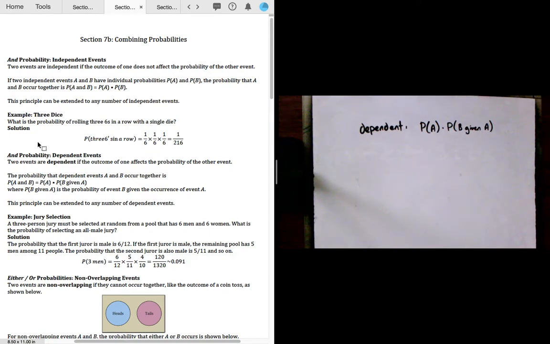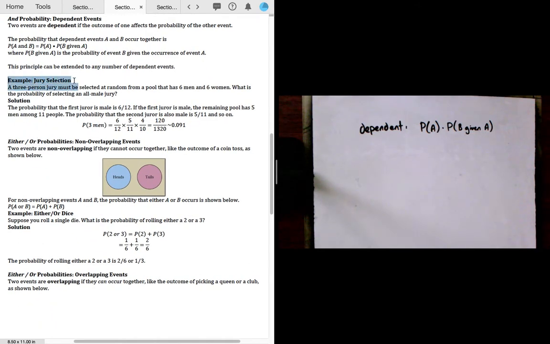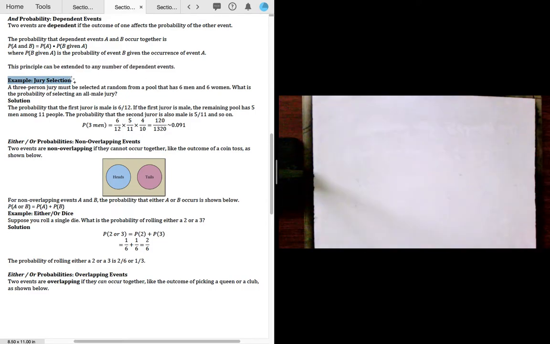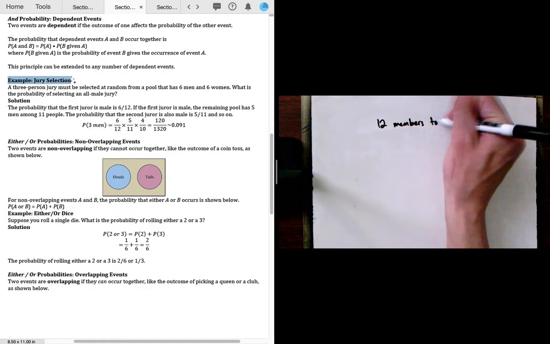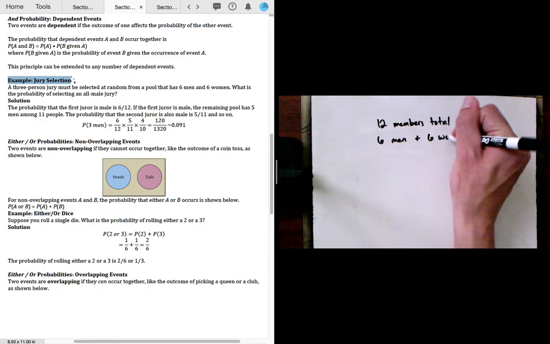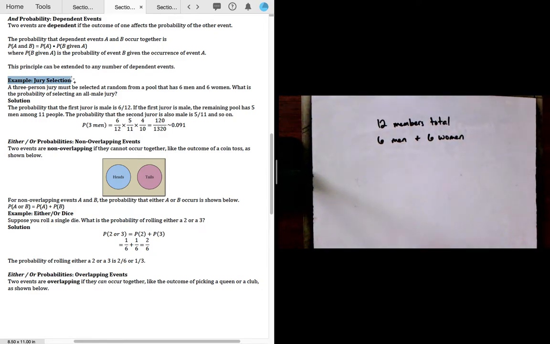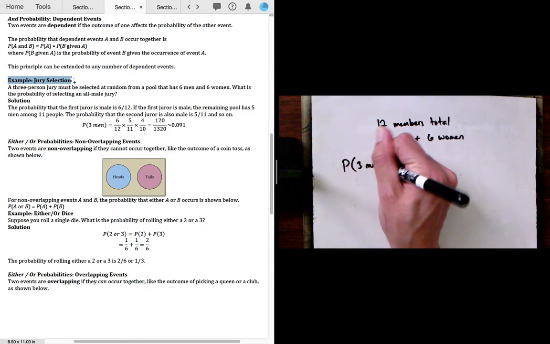The example that we have here is a really good one. Let's do this jury selection example together. It says a 3-person jury must be selected at random from a pool that has 6 men and 6 women. What is the probability of selecting an all-male jury? Okay, so let's write out some important information about this jury before we go and we calculate. We have 12 members total, six men and six women. We want to calculate the probability of selecting three men from the group of 12.